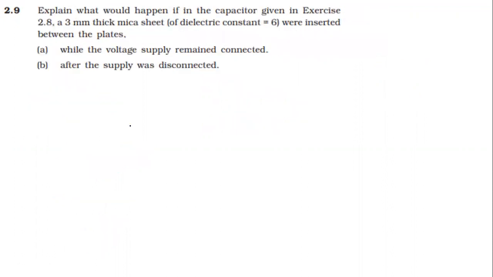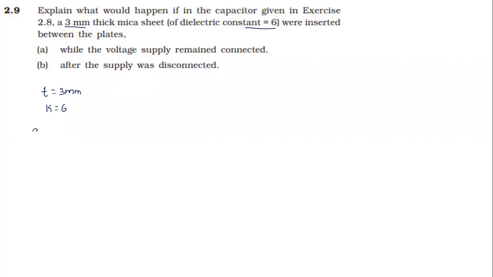Question number 9. Explain what would happen if in this capacitor, given in exercise 2.8, a 3 millimeter thick mica sheet, let's say thickness is 3 millimeter, of dielectric constant 6, so K equal to 6, were inserted between the plates.